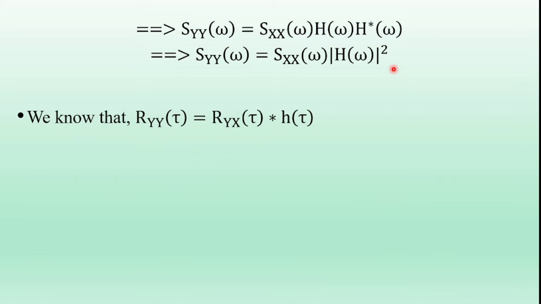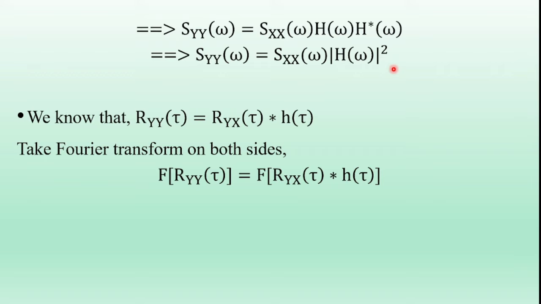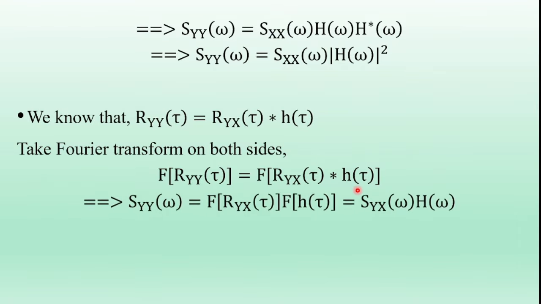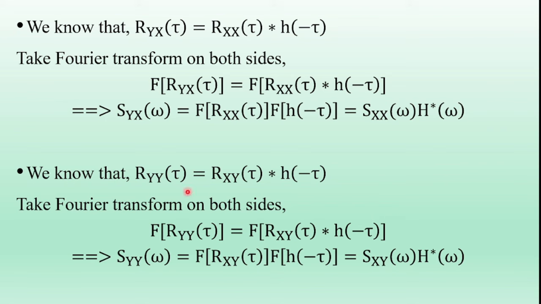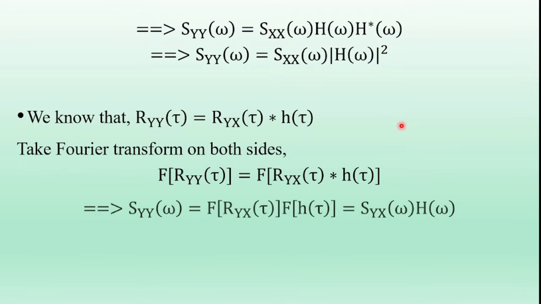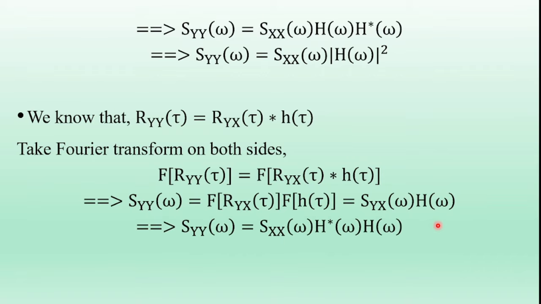Similarly, we also know that Ryy of tau is equal to Ryx of tau convolution h of tau. So this expression is already derived in my previous video. Here also taking Fourier transform on both sides. Fourier transform of LHS term is Syy of omega. Using the time convolution theorem property, the Fourier transform of the RHS term is Syx of omega into h of omega. Syx of omega is already derived here, and Syx of omega is Sxx of omega into h conjugate of omega. Substitute this expression into this equation. We get Syy of omega is equal to Sxx of omega into magnitude of h of omega whole square. So this is the concept of the cross power spectrum or cross power density spectrum of input and output.